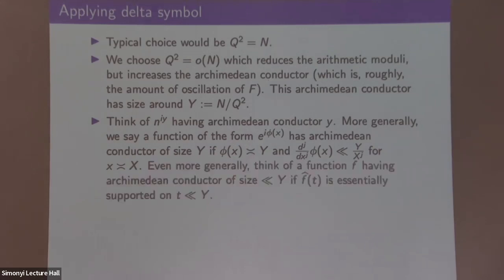You can think of it like this: if you have a function and you use Fourier inversion to write it as the integral of its Fourier transform, then the frequencies go up to capital Y, meaning the Fourier transform is supported up to Y. You can recover your function by a superposition of these frequencies up to Y. So it's a way of measuring how fast your function oscillates. And okay, if you do this, the amount of oscillation of our capital F is like n over q squared.